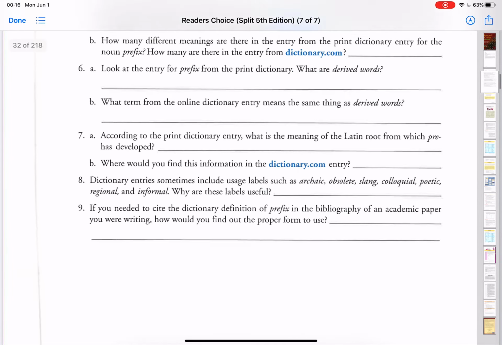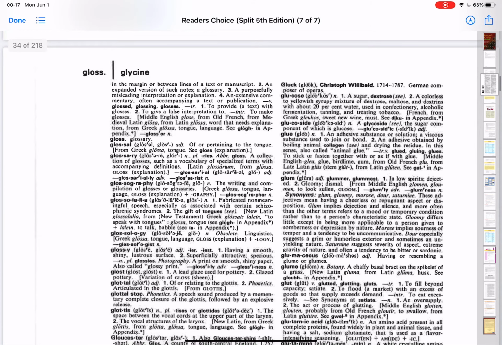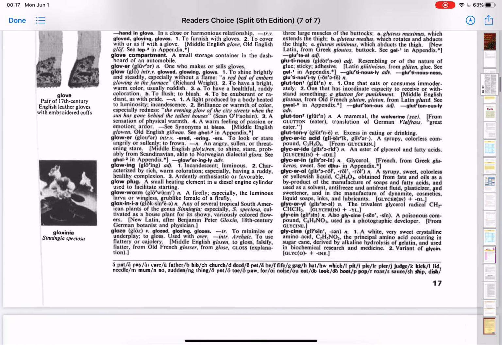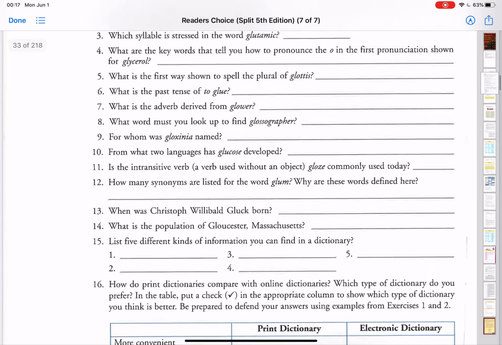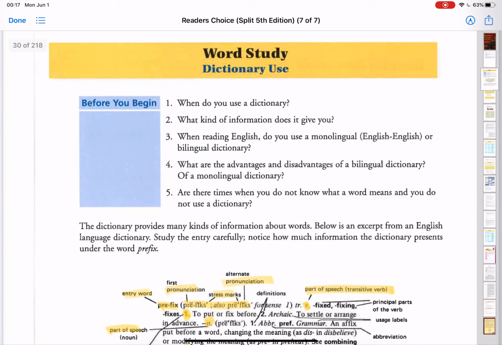Okay, so go ahead and use the resources here. Do exercise 1 and 2. You'll use this page, gloss glycine. You'll use this dictionary page. It's a very old dictionary page to get some practice in answering these questions. And when you finish, make sure that you check the answer key. Post any questions that you might have to the discussion board.